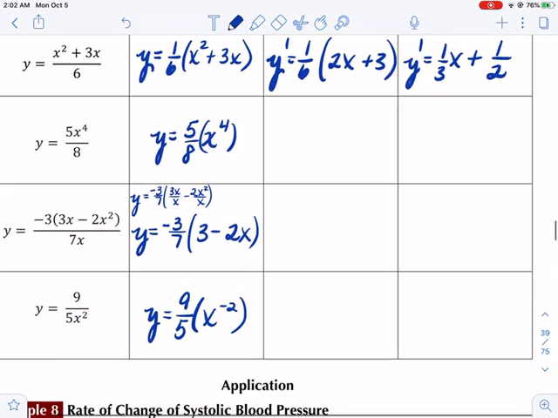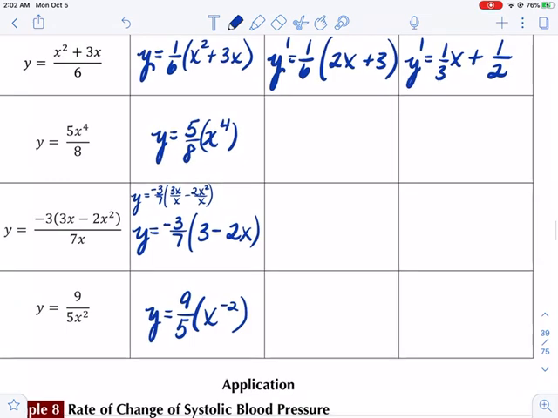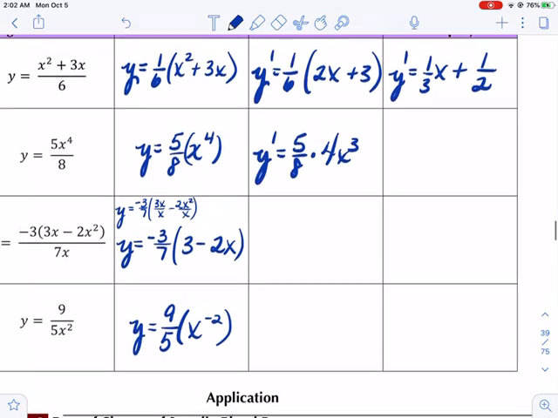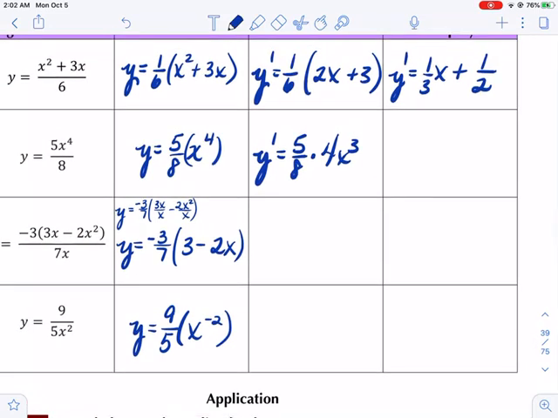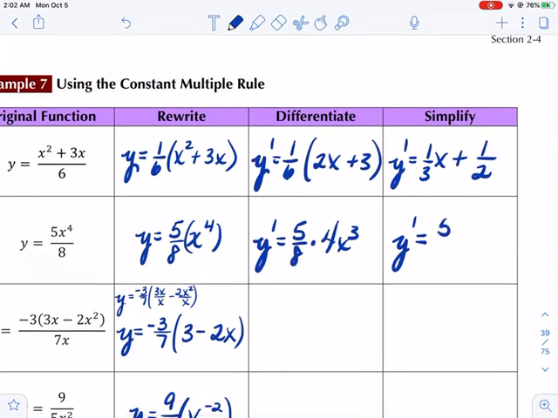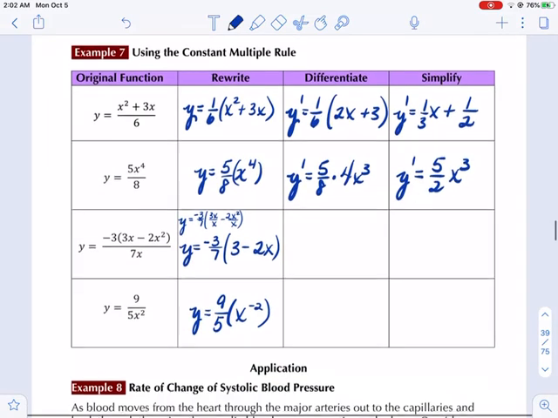Same thing if we have y is equal to 5x to the 4th over 8. We can pull the 5/8 out, and then we can take the derivative, y prime, pull the constant out, push it through, and then times 4x cubed, the derivative of x to the 4th. So then we get y prime, our answer, is equal to, we're going to simplify that to 5/2 x cubed. And there you go.